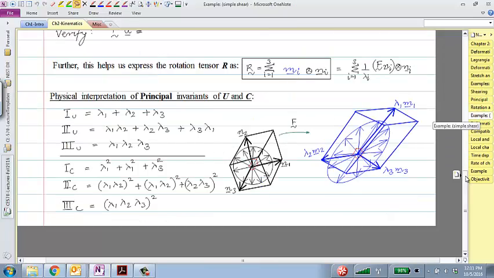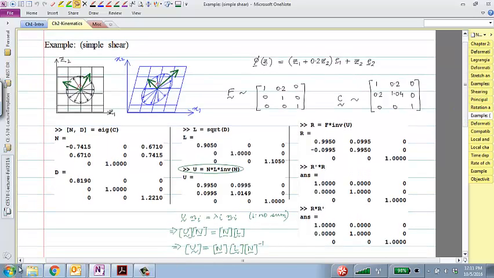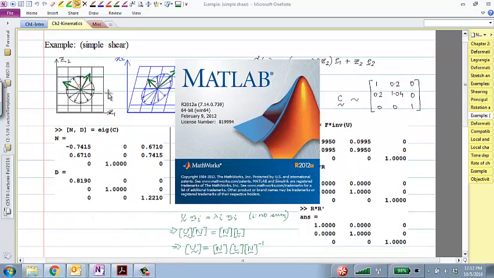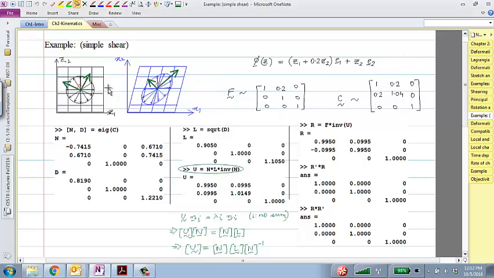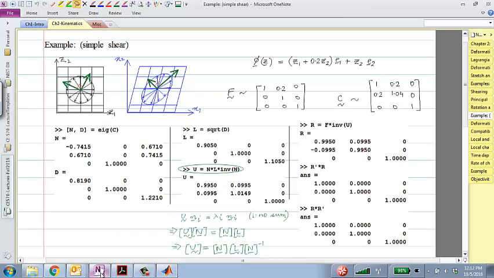And let's take a look at this example of simple shear. I think I probably have a MATLAB code to go along with this. Let me open that in the meanwhile. So in this example, this is the same simple shear example. We are going to try to find all of these quantities. And rather than doing all these computations by hand, we are going to use MATLAB to do that. So phi for this is z1 plus 0.2 z2. Unlike your quiz problem where this factor 0.2 was not there, the factor was 1.